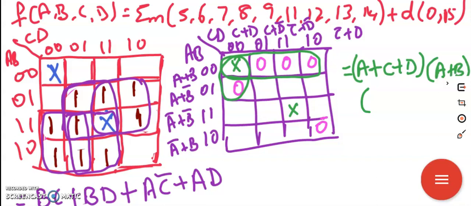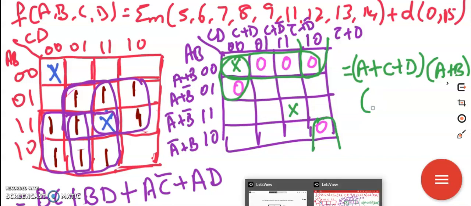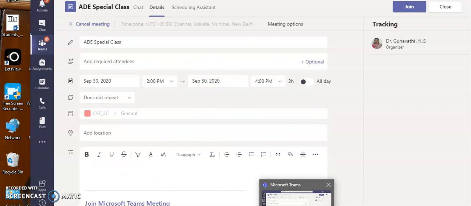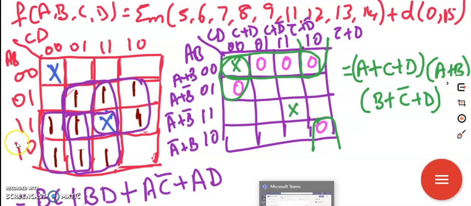Next, this 0 I can group with this by folding the map. So I can make these two in one group. So I can write the answer as B common. So B plus, out of this both, C bar plus D. This is the POS.